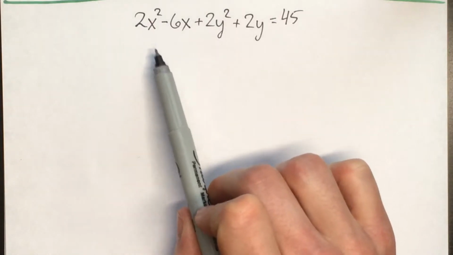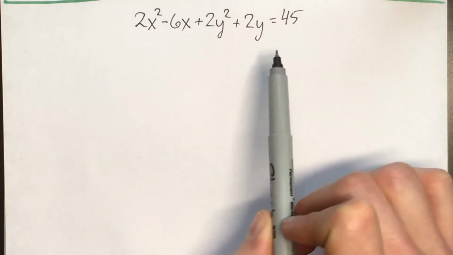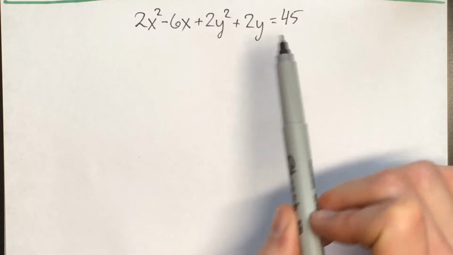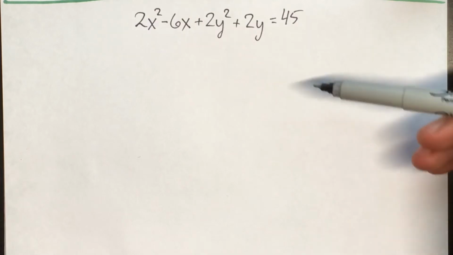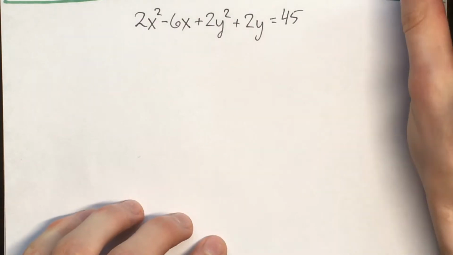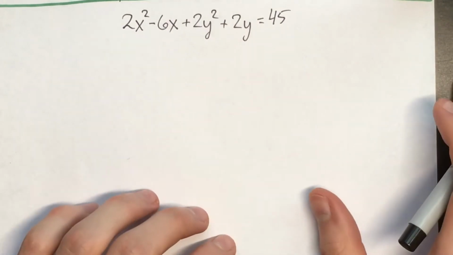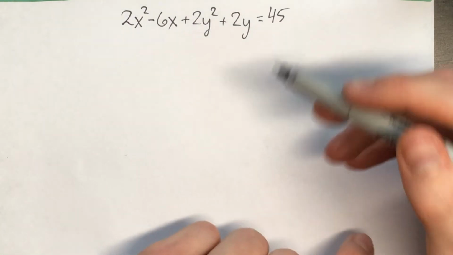So we're given this equation of a circle, and we are looking for the radius of the circle. We've seen this type of problem before, but let's remind ourselves what the parent form, the standard form of the equation of a circle is.